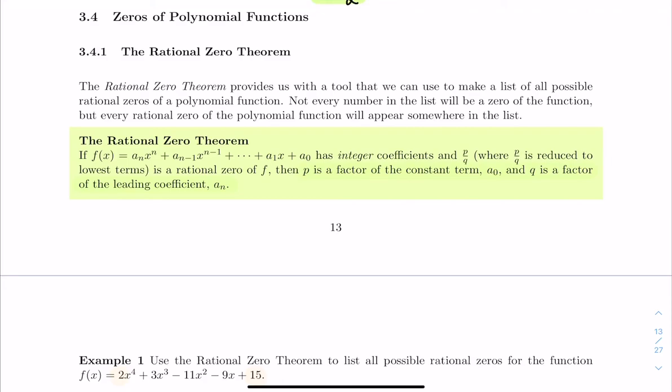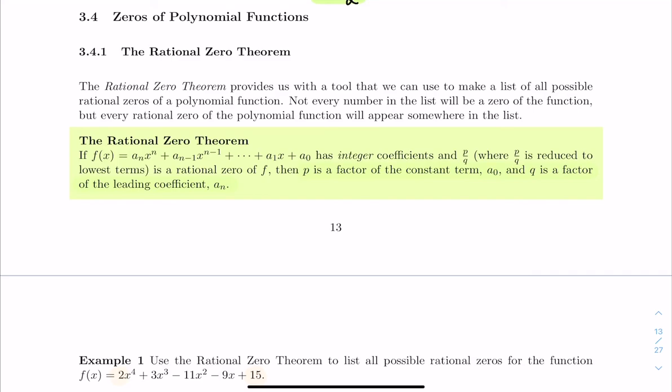In section 3.4, we talk about zeros of polynomial functions. So the first thing is the rational zero theorem provides us with a tool that we can use to make a list of all possible rational zeros of a polynomial function. Not every number in the list will be a zero of the function, but every rational zero of the polynomial function will appear somewhere in the list.